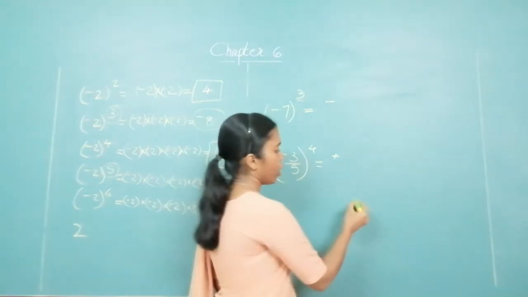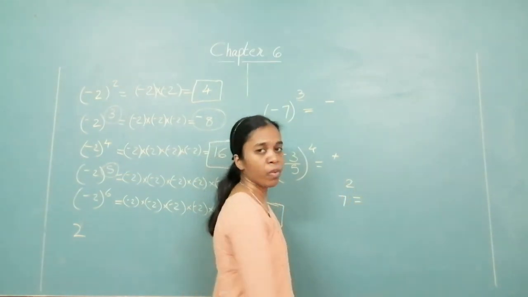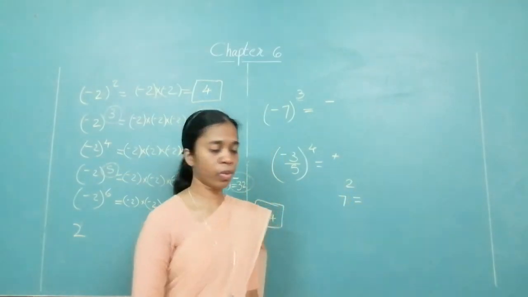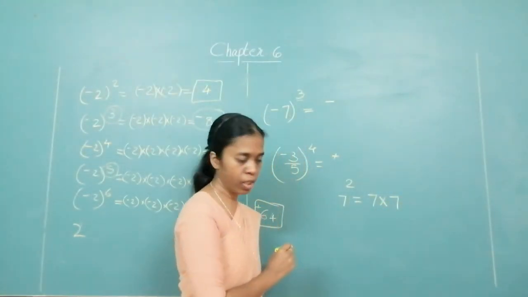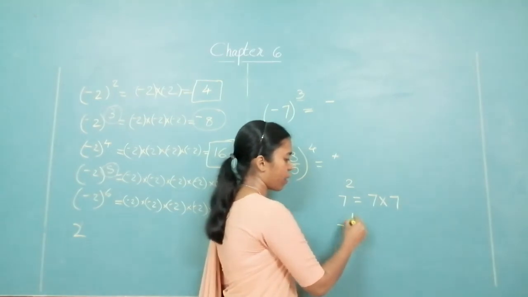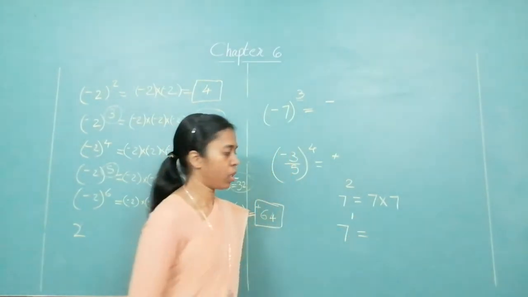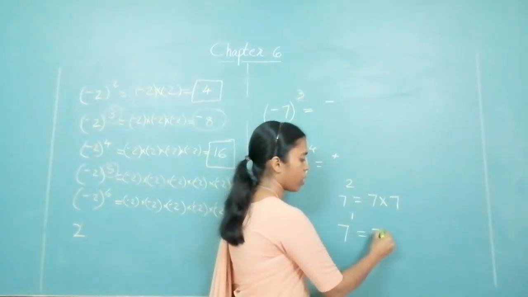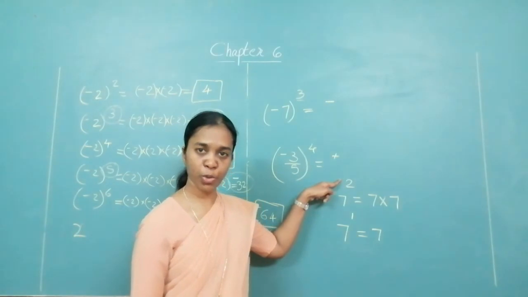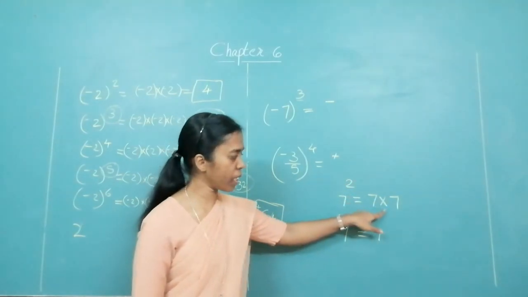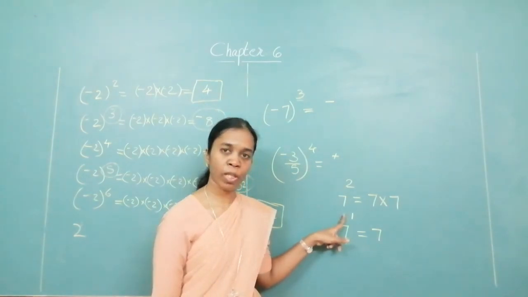Okay. Suppose I have 7 raised to 2. What is the meaning of 7 raised to 2? You know that it is 7 into 7. Right? Suppose if I write 7 raised to 1. What is the meaning of 7 raised to 1? 7 raised to 1 is 7. When you have 7 raised to 2, it means 7 is multiplied 2 times. So what is the meaning of 7 raised to 1?